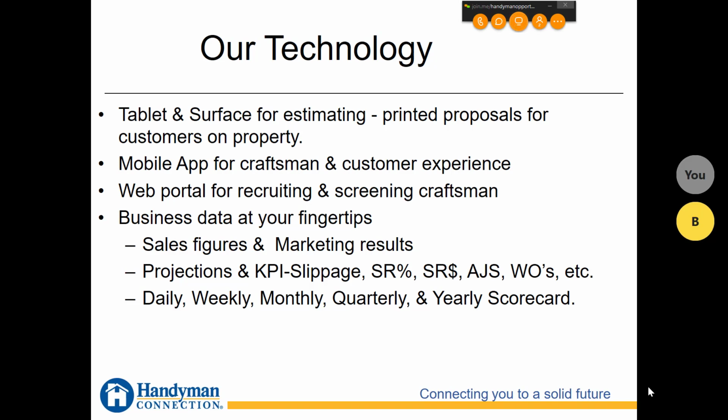So, and we have a tablet. You're basically going to have a laptop where the estimating software is going to be housed. As I stated in part 1, we have an estimating software system that is not proprietary to Handyman Connection, but it is called Xactimate. It's predominantly used in the industry, and it's also used by most insurance companies. So it's very slick, very sophisticated, very precise, and it will help you deliver a very clear, detailed estimate for the customer.